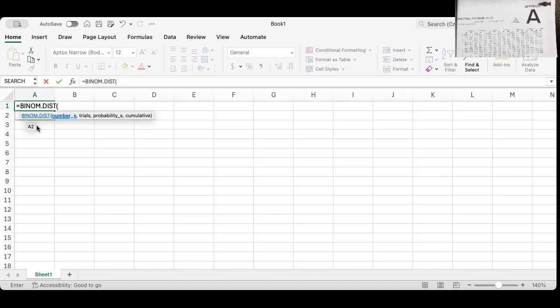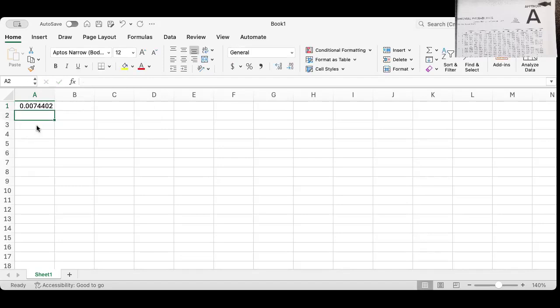So how many do I want to succeed? I wanted 5 successes out of 9. The probability of success was 0.9. Now, the last thing here is either a 0 or a 1. In the words, it says cumulative. If I put a 0 there, it gives me the PDF. So it just gives me the chance of 5 successes. That's the same number we got, right?